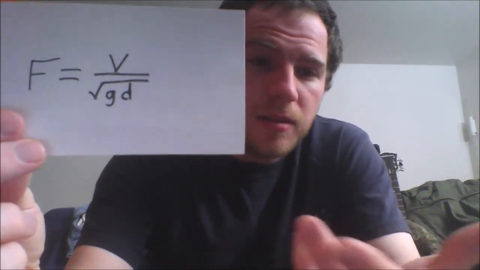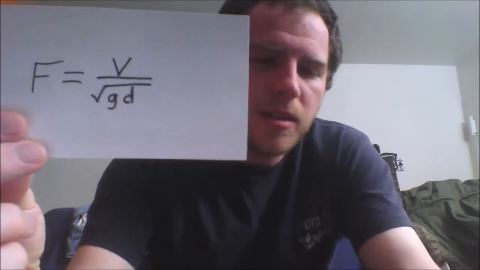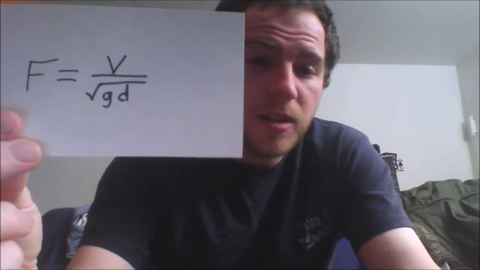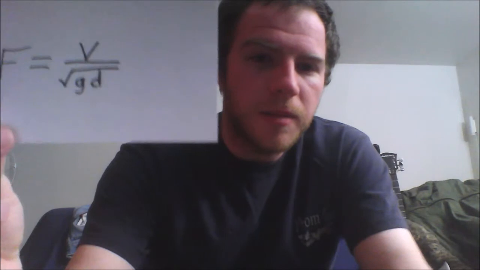V here is the mean velocity of the stream. G is the gravitational constant, which is just the acceleration due to gravity. And D is the hydraulic depth. In a stream or river that's either large enough or has a rectangular cross-section, the hydraulic depth D can be substituted for just the mean depth of the cross-section. And that's when you're looking at Froude's number for an entire stream or river.